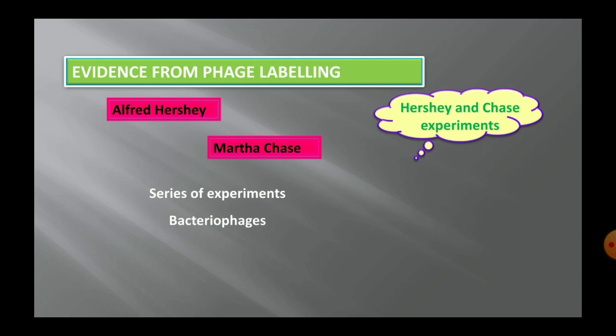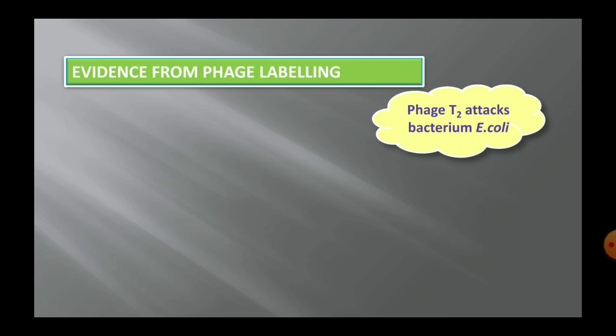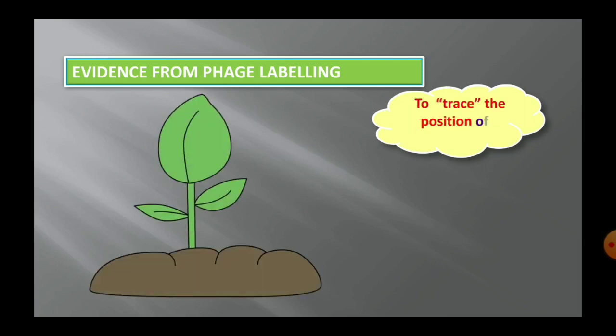They used two components. One is the E. coli cell and the second one is the T2 bacteriophage. The T2 bacteriophage is a viral particle, or virus, that infects E. coli cells, or infects bacterium. And second, during the course of the experiment, they used radioactive substances to trace the position of the molecules.